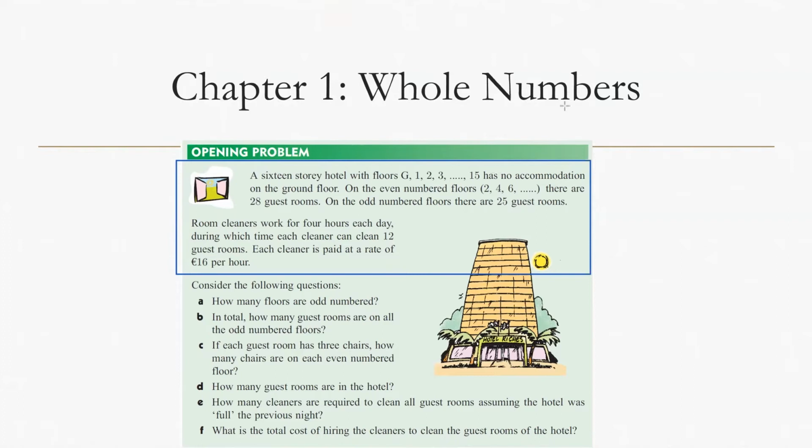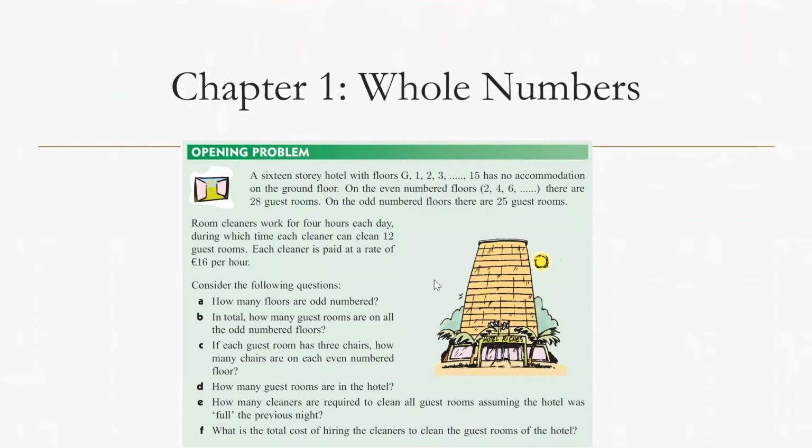Okay, Eric, what are you thinking? I think it says there are 25 guest rooms on each odd numbered floor, and we know that there are 8 odd numbered floors. So 25 times 8 is, I am pretty sure, 200. That's great. Good job.